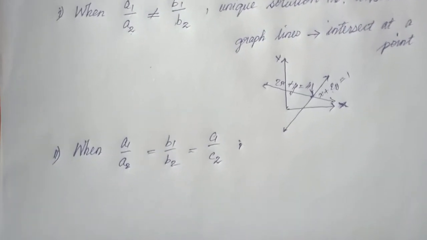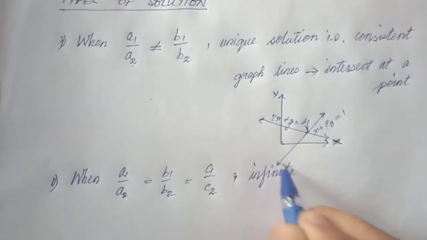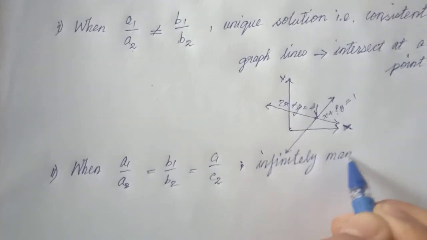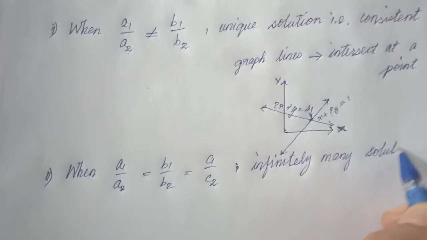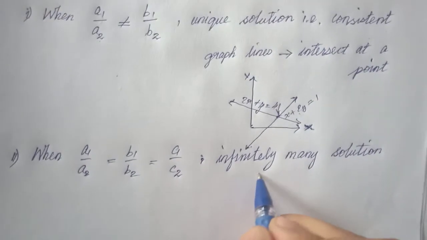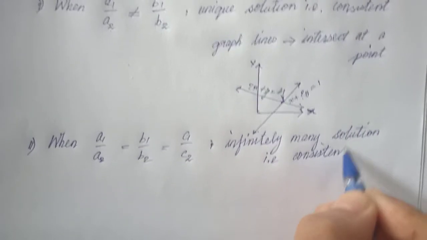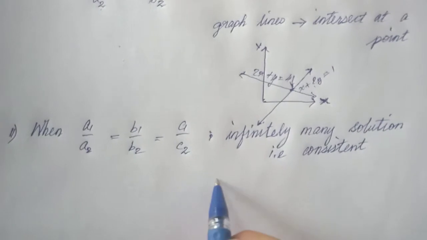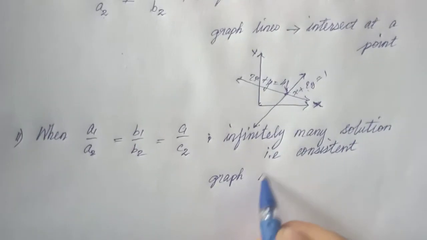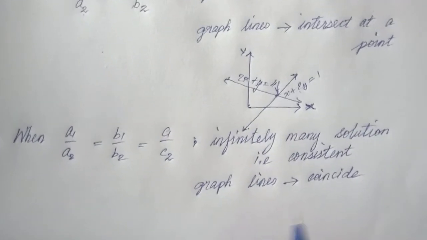Okay, if it has the equal solution, that means that we will have infinitely many solutions. We will have numbers of solutions which we cannot count. Infinitely many solutions means it has a solution, that means that it is consistent. So what will happen to the graph lines? The graph lines will coincide.